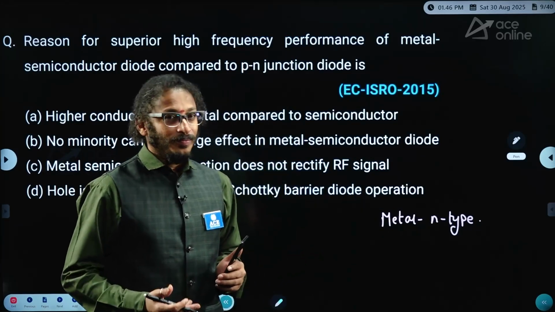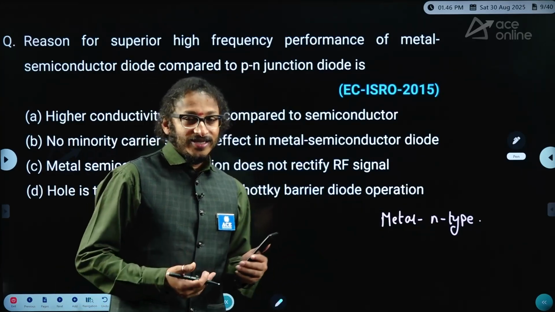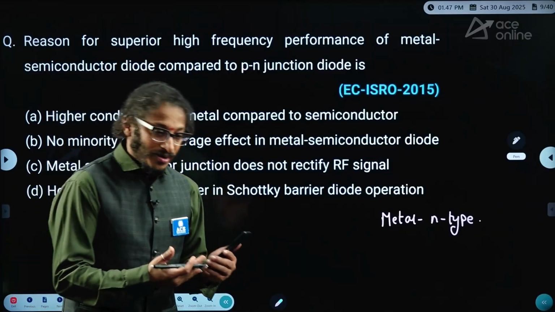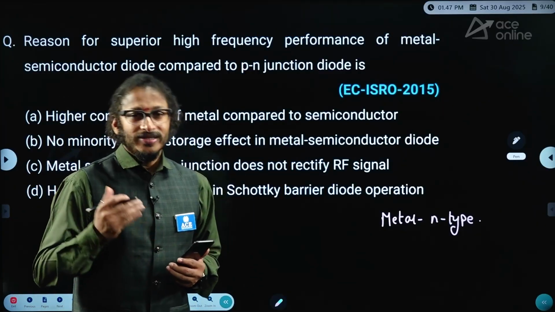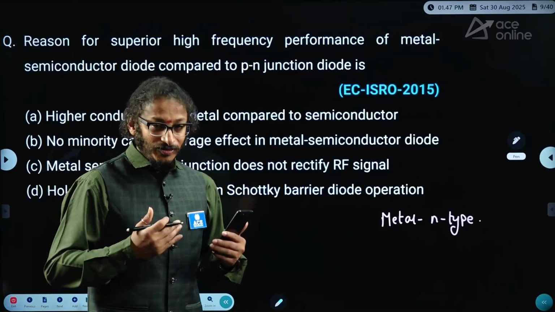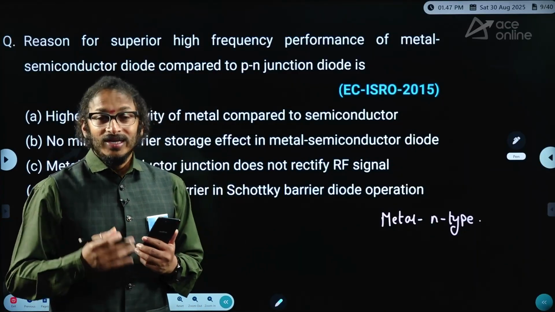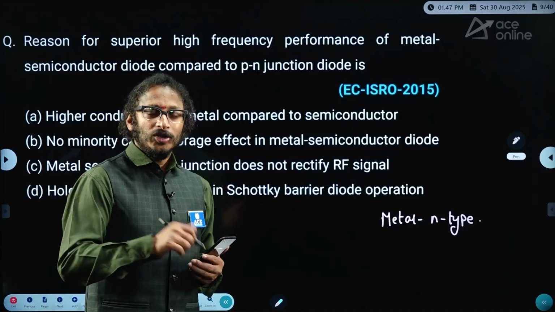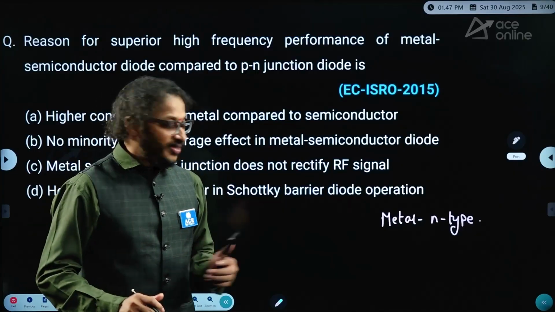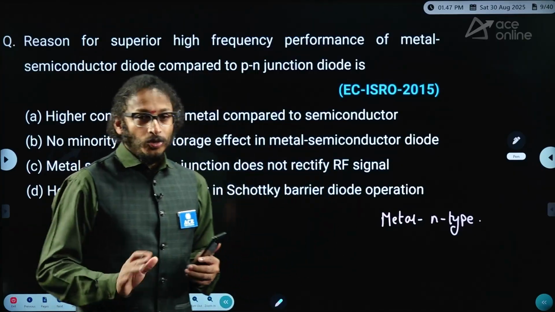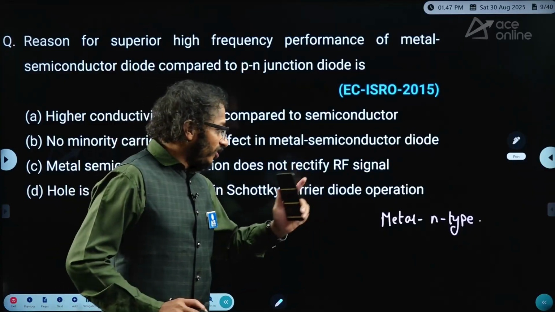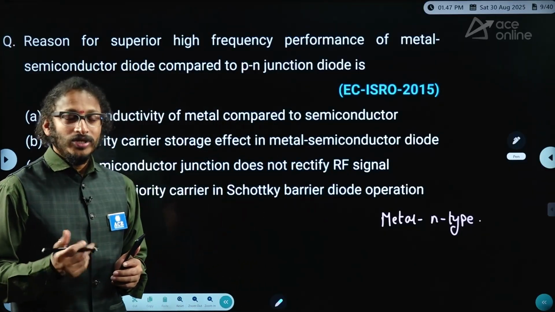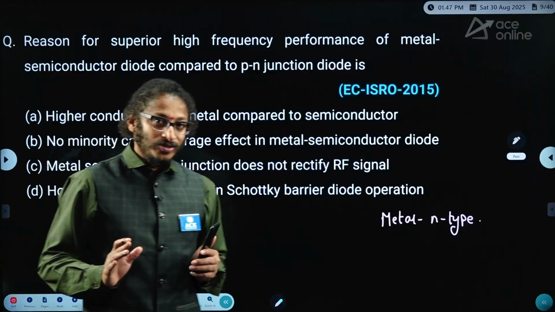But from the exam perspective, it might be GATE exam or engineering services or going for ISRO or PSUs, anything. If no condition is specified by the examiner, the default metal to semiconductor diode is always metal to N type. Don't take P type until and unless it is specified by the examiner. So by default, we are supposed to choose metal to N type semiconductor. I hope you got the point, dear students.